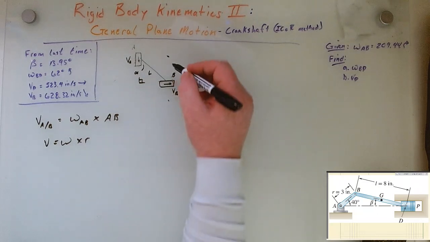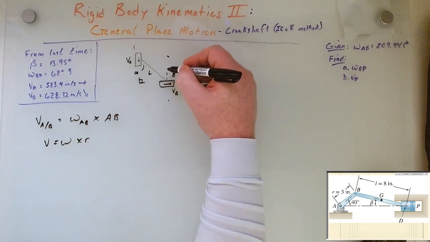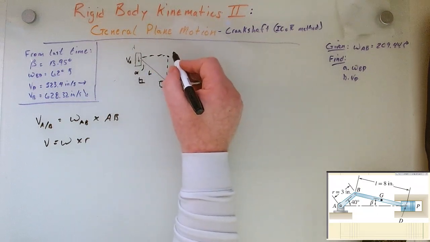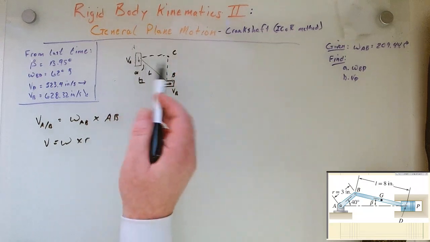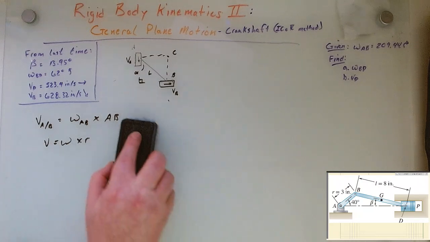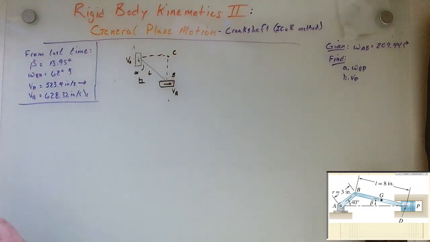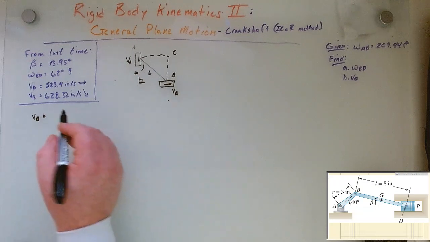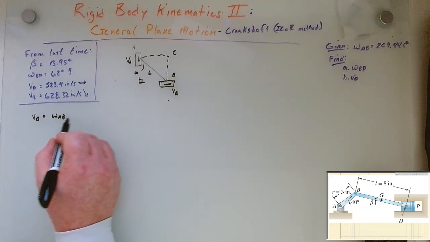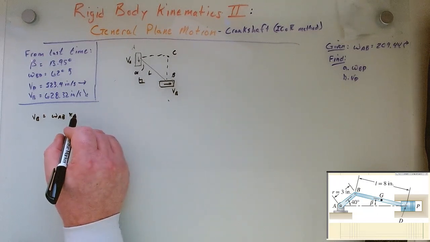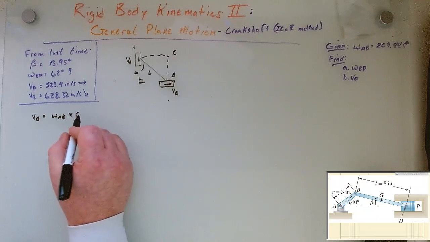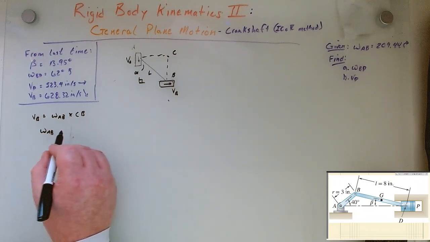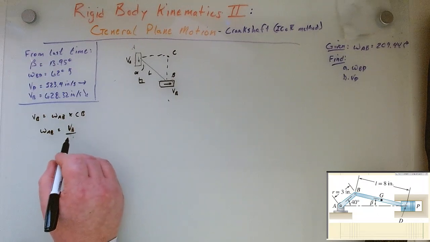So what we can do is start with vectors that are orthogonal to these velocities. We'll call this point C, and from here we can apply this relationship specifically to our system. We'll say VB is equal to omega AB crossed with CB, since CB makes more sense. And that gives us omega AB is equal to VB over CB.